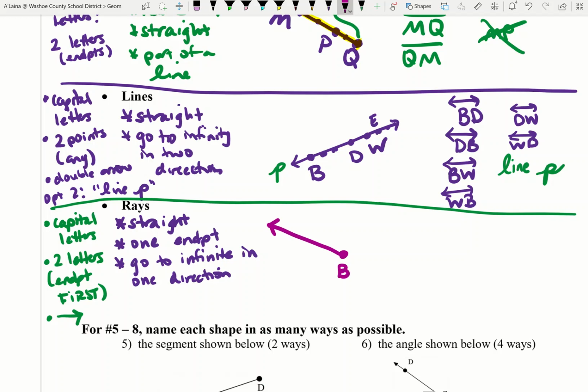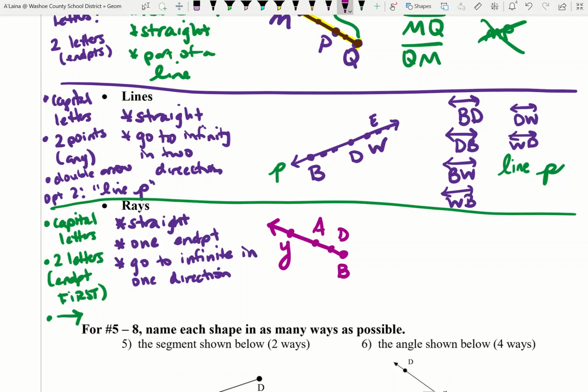The question I have for you on this one is how many points are on this ray? Pause the video and think about that. And then I'm going to go ahead and give you the answer now. Hopefully you've thought about it. Some people might say, oh, there's only 1. Well, there's 1 point that's been named. But there's an infinite number of points actually on this ray.